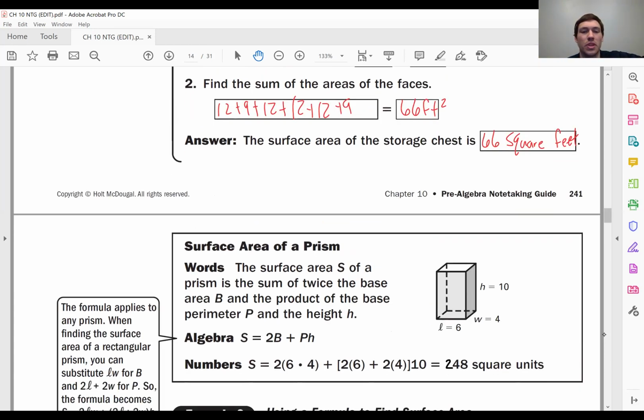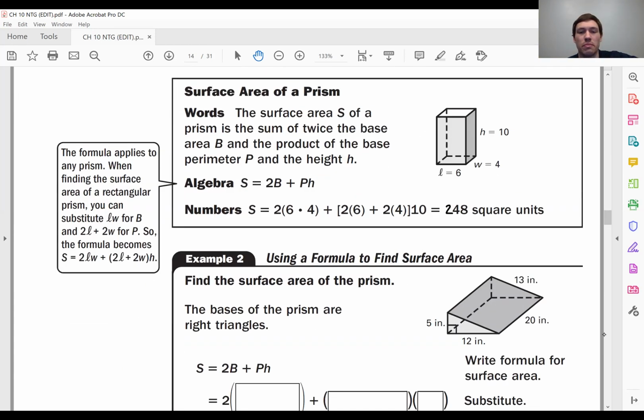All right. Surface area of a prism. Surface area equals 2 times the base plus perimeter times height. 2 times the base, so I find the area of this base and the area of this base, plus the perimeter around the outside here, times the height.